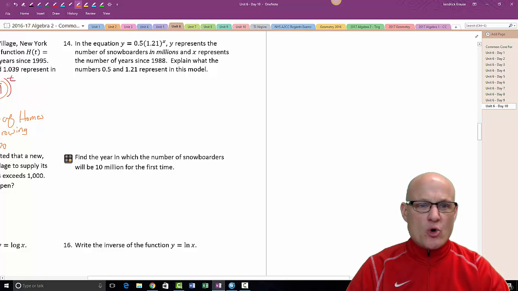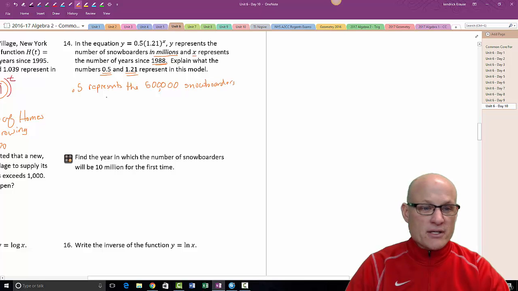All right, now this next one, if you didn't get the last one, get this one, okay? This represents the number of snowboarders in millions, and x represents the number of years since 1998. Explain what this and this mean. So the 0.5 represents the 500,000 snowboarders in 1998. It's our starting number.